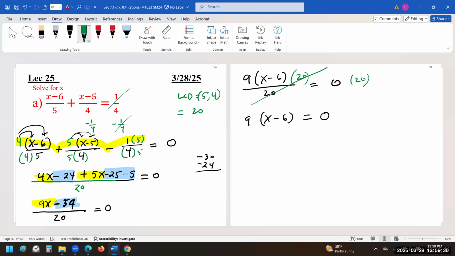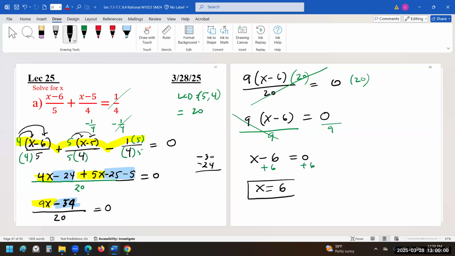Our goal is to get the x alone. So that means we don't need the 9 in the front and the negative 6. Which one do you get rid of first? By doing what? Addition, subtraction, multiplication, division. Good, division. So we don't want that 9, we cancel it out. We get x minus 6 equals 0. We just need to add this 6, and we get x equals 6.